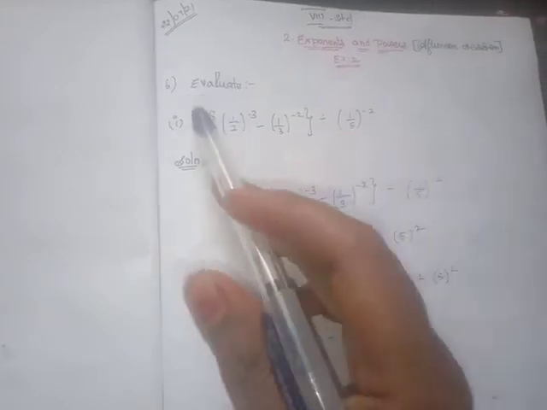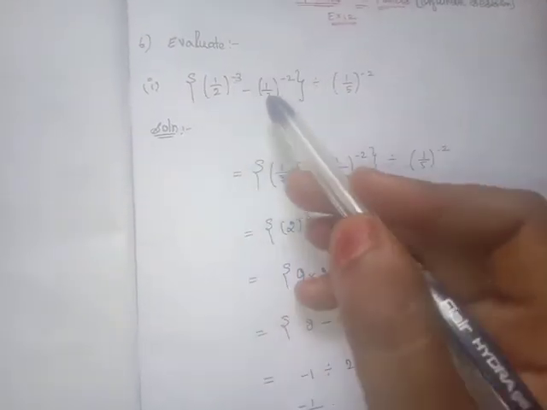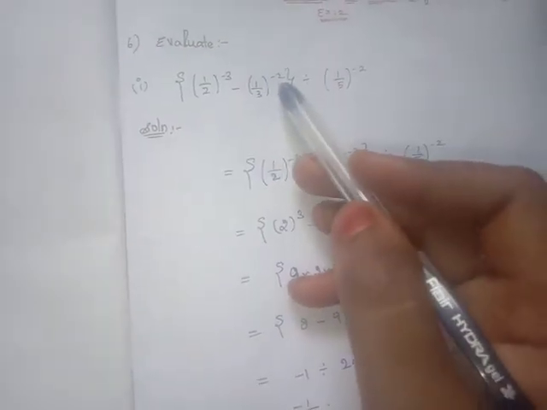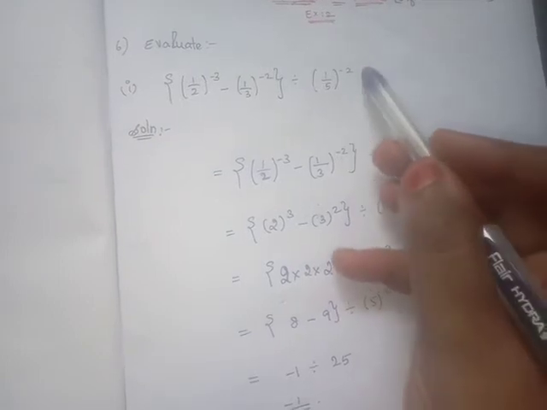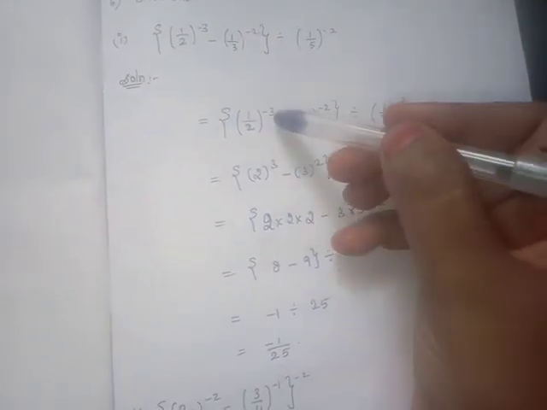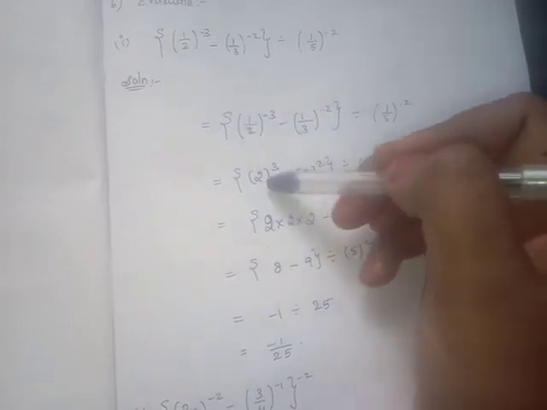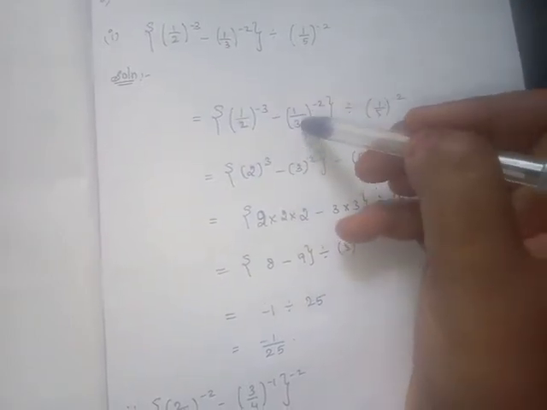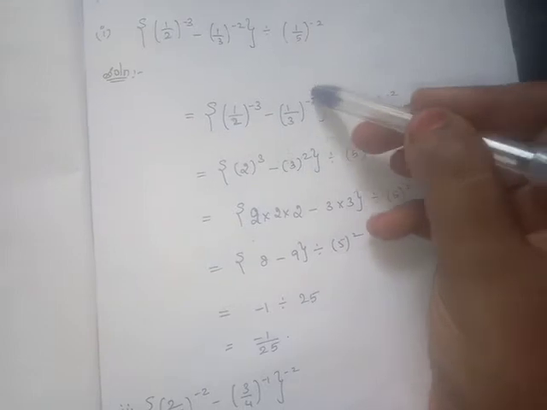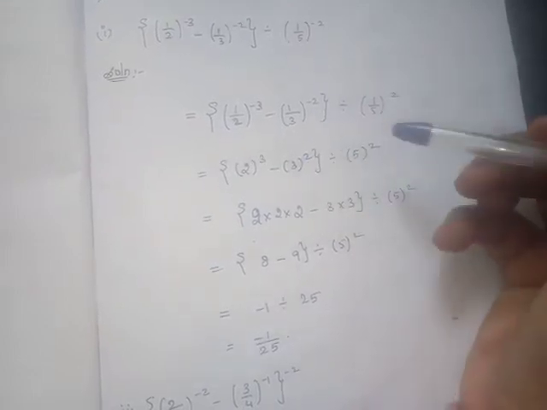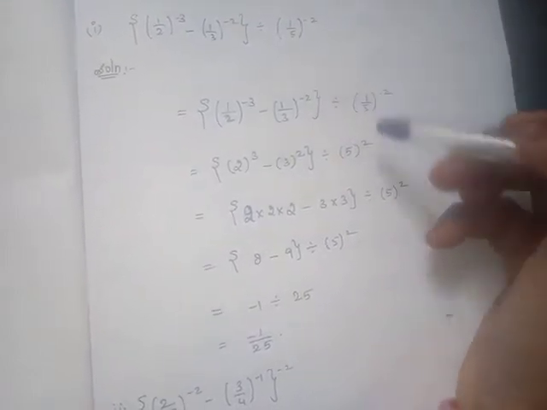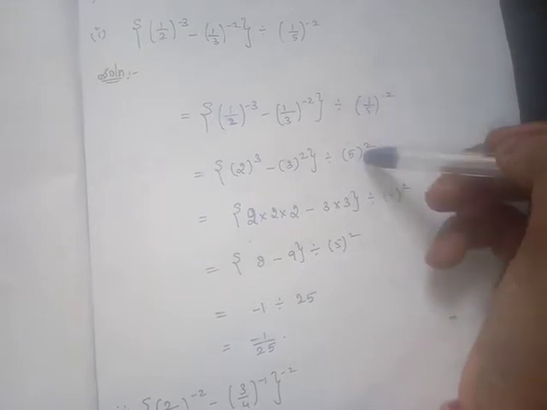The next one, sixth sum: evaluate 1 by 2 whole power minus 3, minus 1 by 3 whole power minus 2, divided by 1 by 5 whole power minus 2. The same for this. A power with a minus sign means reciprocally change the number: 2 power 3. 1 by 3 reciprocally changes to 3, and the power minus 2 is changed to plus 2, divided by 1 by 5 reciprocally changed to 5, and the power minus 2 changed to plus 2.